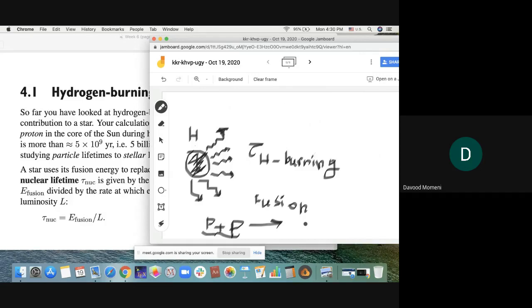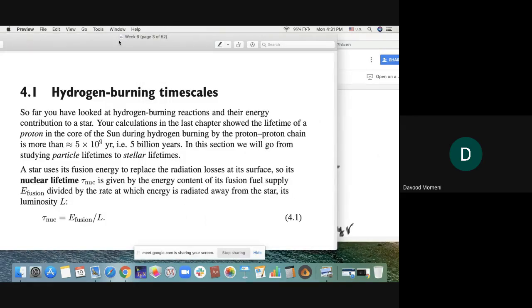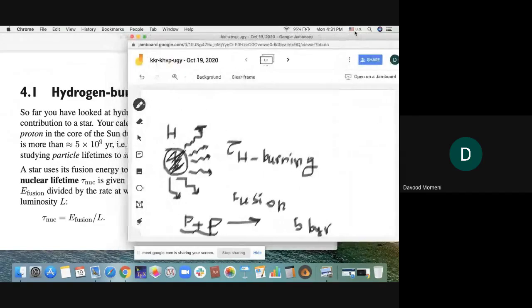proton-proton reaction. The lifetime of that is like 5 billion years, actually. Now we are talking about the lifetime, this is the nuclear lifetime. So the nuclear lifetime is given by the nuclear physics considerations, if you remember.